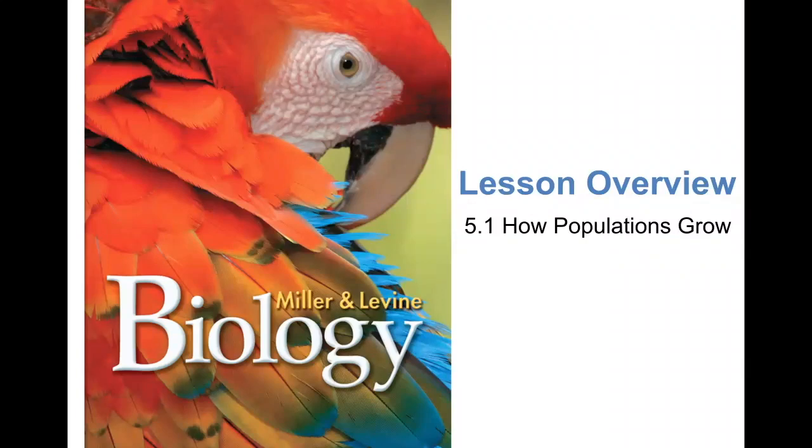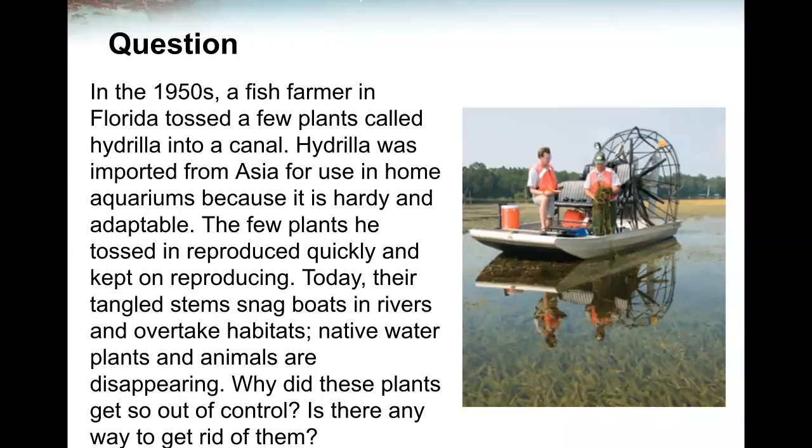How populations grow. In the 1950s, a fish farmer in Florida tossed a few plants called hydrilla into a canal. Hydrilla was imported from Asia for use in home aquariums because it was hardy and adaptable. The few plants he tossed in reproduced quickly and kept on reproducing.